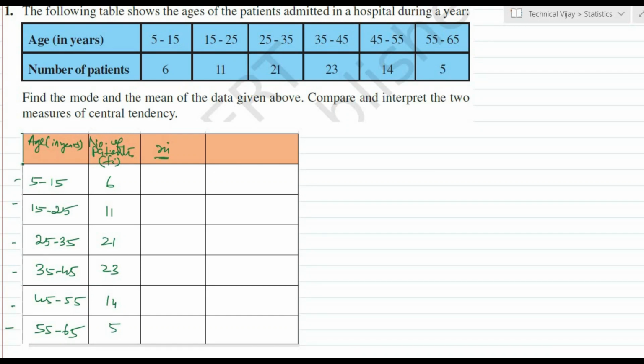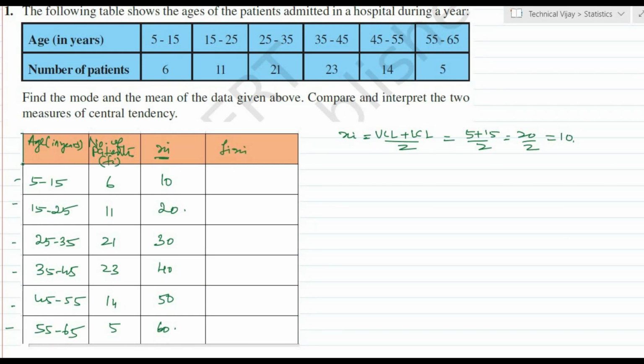Now Xi I will write. Xi, as we know, is equal to upper class limit plus lower class limit divided by 2, which is 5 plus 15 divided by 2. 20 by 2 is equal to 10. Here Xi is equal to 10. For 15 to 25, 15 plus 25 is 40, 40 divided by 2 is equal to 20. This is 30, this is the middle point. This is 40, this is 50, and this is 60. Now we got Xi.